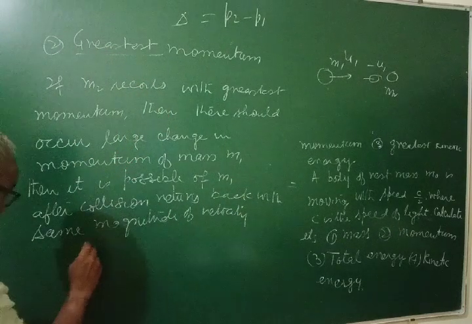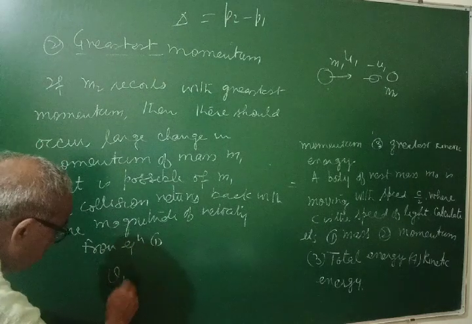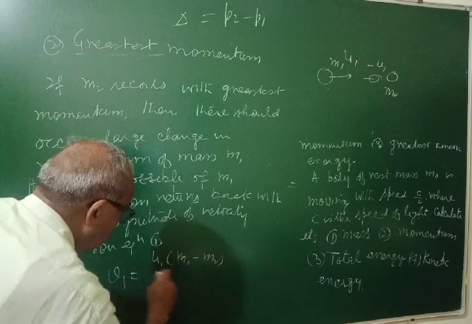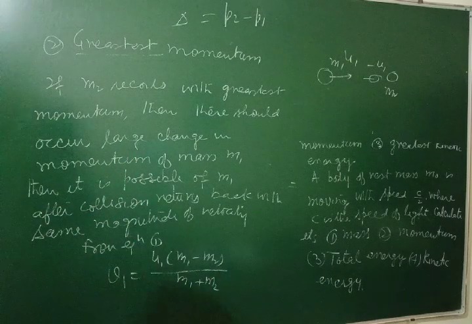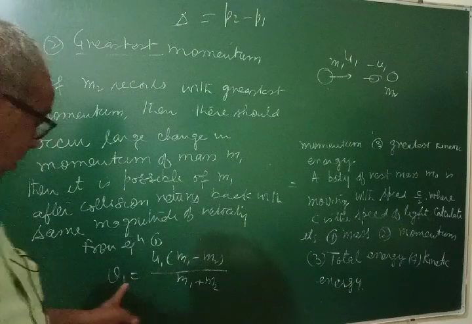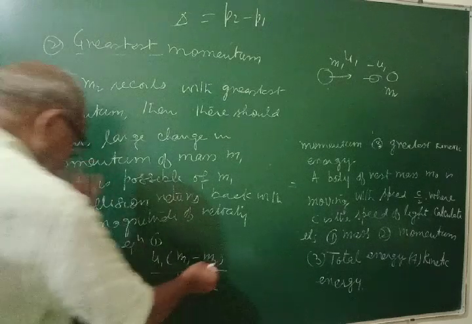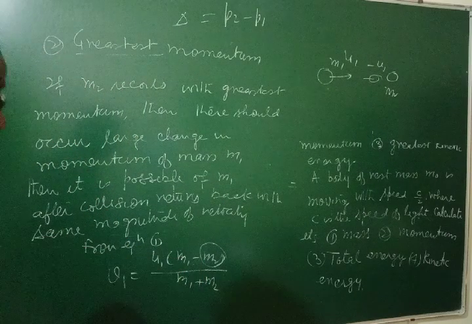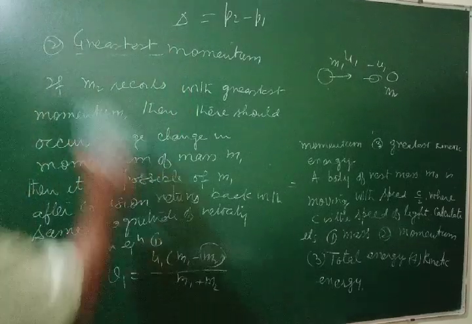From equation 1, v1 is equal to u1 times (m1 minus m2) upon (m1 plus m2). So from here, if m1 becomes negligible, then v1 equals minus u1. So m1 becomes negligible with respect to m2. That means m2 should be very large.